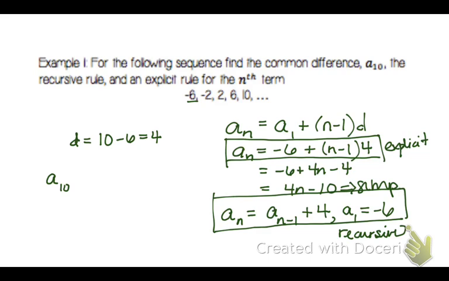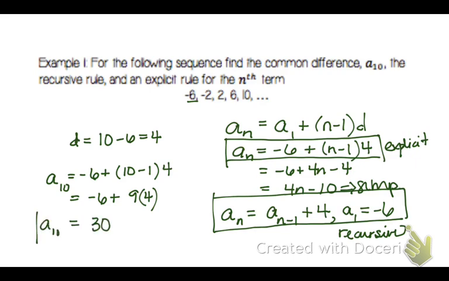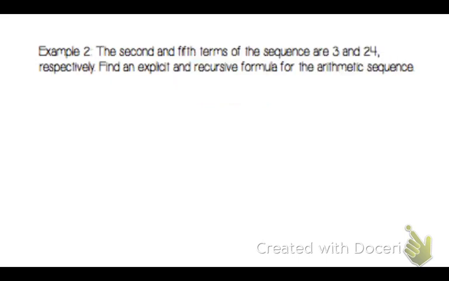So to find the 10th term, I'm going to take the explicit rule and plug in 10 in place of n, because the n is representing the term that we are finding. So 10 minus 1 times 4. So -6 plus 9 times 4 is 36. 36 and -6 would be 30, and that would be the 10th term of that sequence. So again, the math is all stuff that you've seen and worked with before. It's very similar to linear functions. A lot of it is really just getting used to the notation.